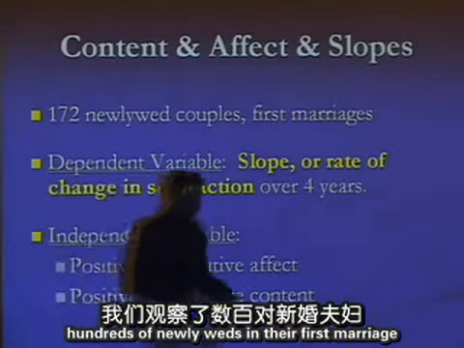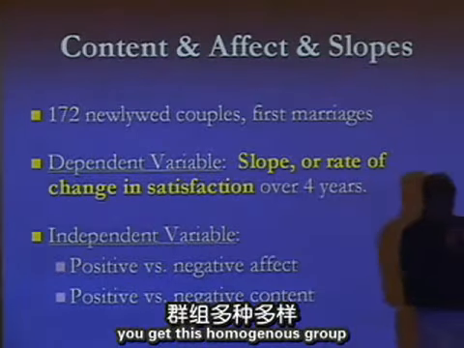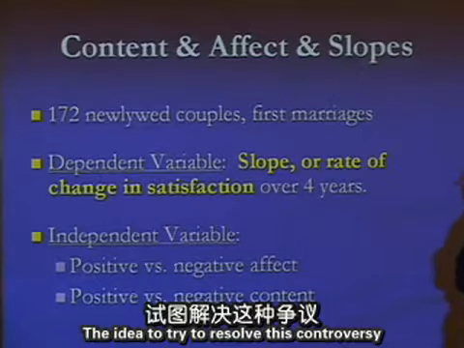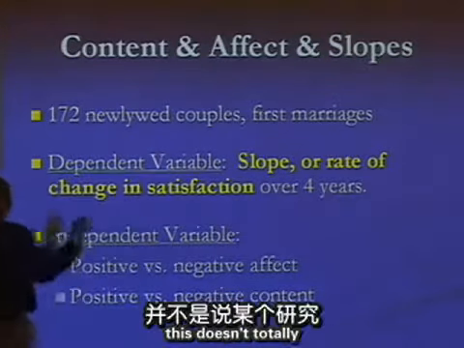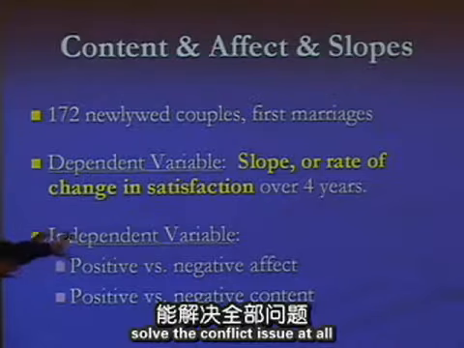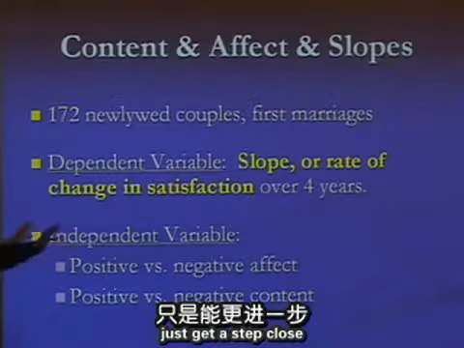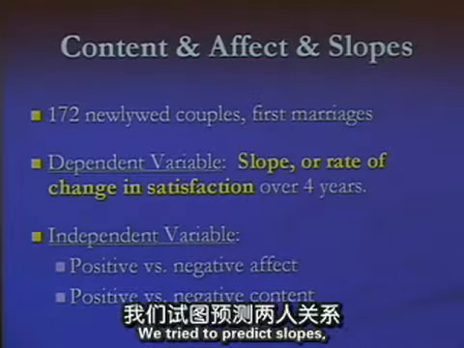172 newlywed couples in first marriages. So you've got this homogeneous group. Here's the idea for trying to resolve this controversy. And by the way, I'll tell you in advance, this doesn't totally resolve the controversy at all. It just gets a step towards it. I don't want to oversell it.